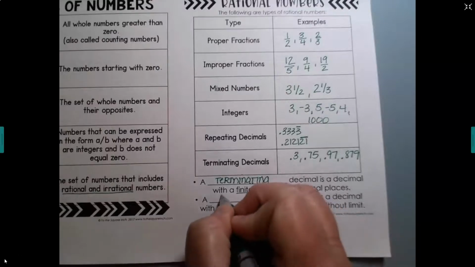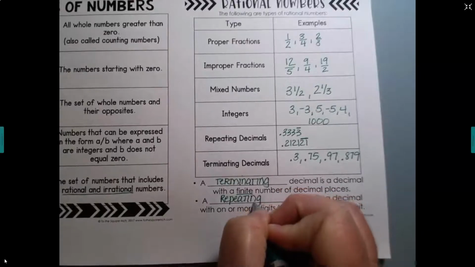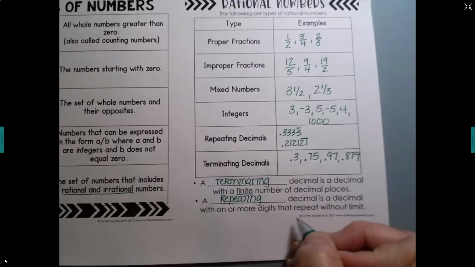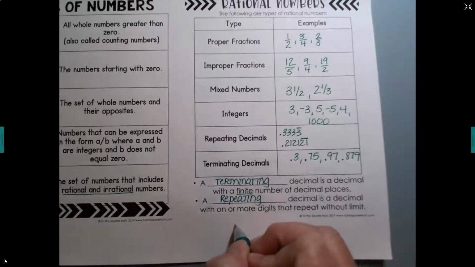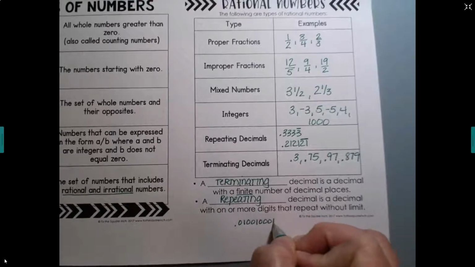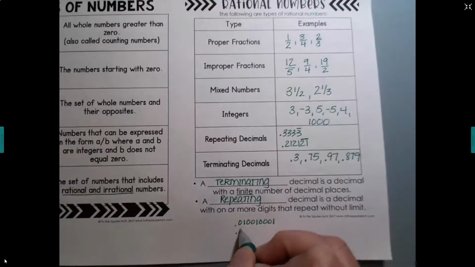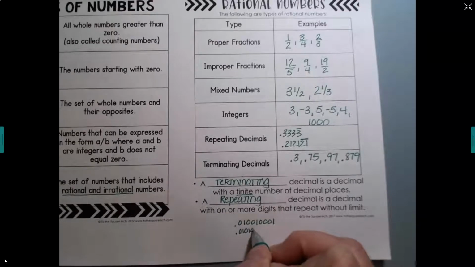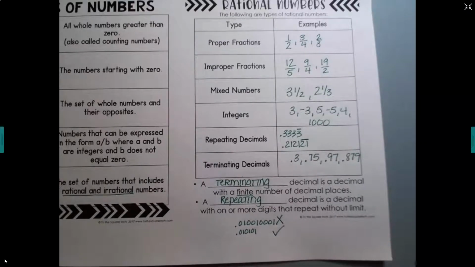A repeating decimal is a decimal with one or more digits that repeat without limit. One thing that sometimes you'll see is 0.010010001. This is not a repeating decimal because the pattern is changing every time. It's not exactly the same. For it to be repeating, it'd have to be 0.010101. So this is not repeating. That one is.